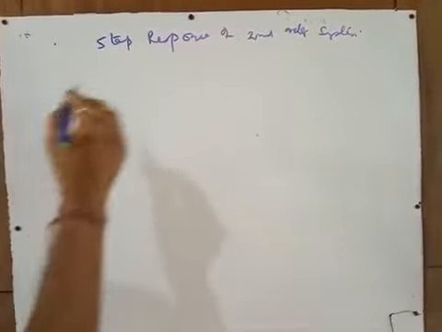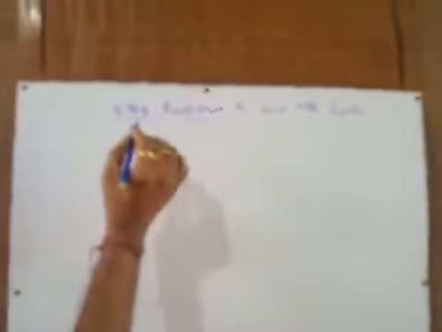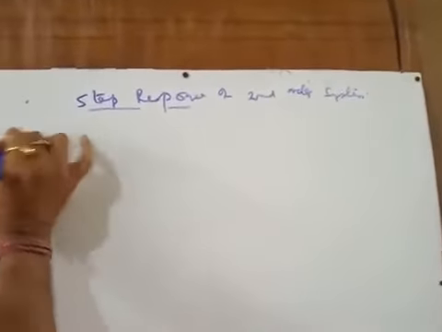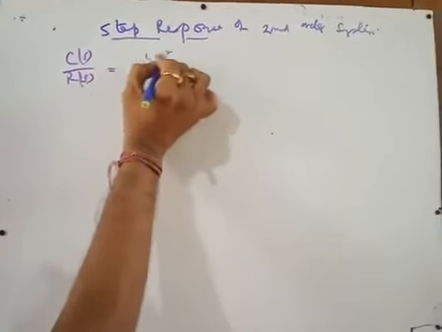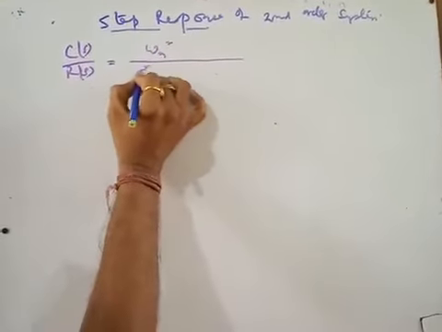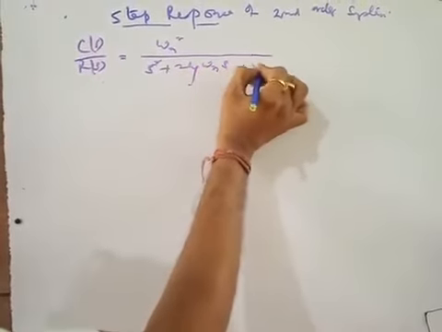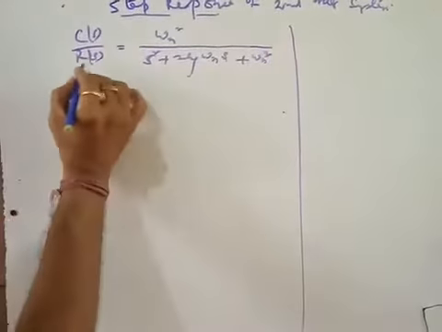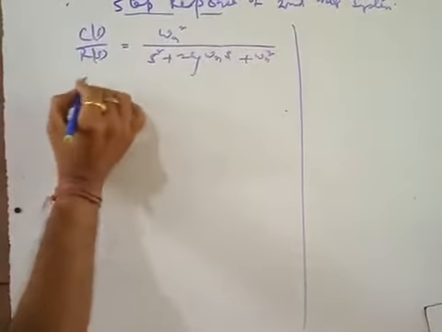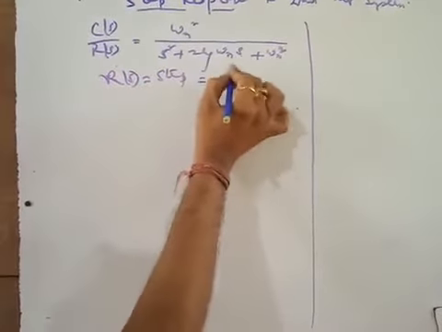In this part, we will discuss the step response, that is, the mathematical formulation of the step response of a second order system. Now, we know the second order system transfer function, so we can write directly C(s)/R(s) is equal to omega n square by s square plus 2 xi omega n s plus omega n square, right? So whenever you have to calculate the step response, you have to find the value of R(s) equal to the step signal, that is 1 by s.